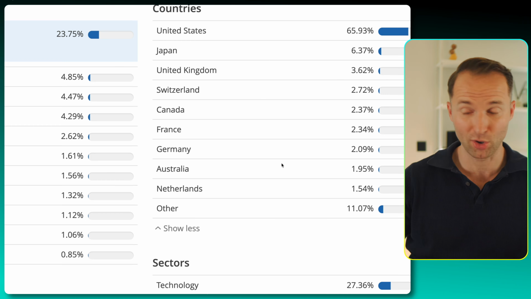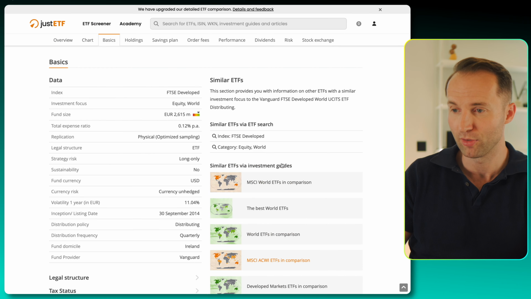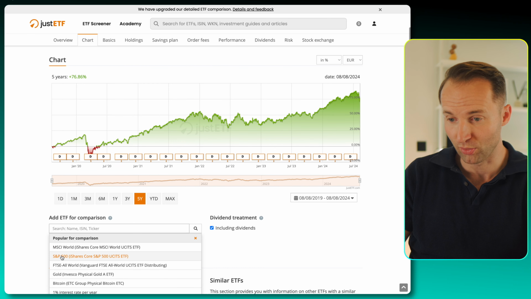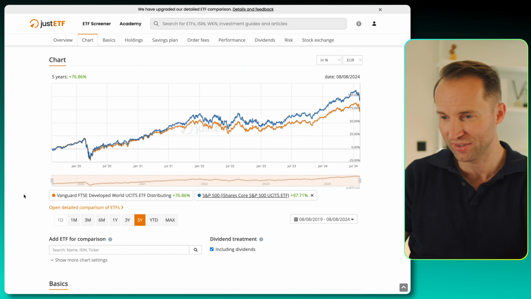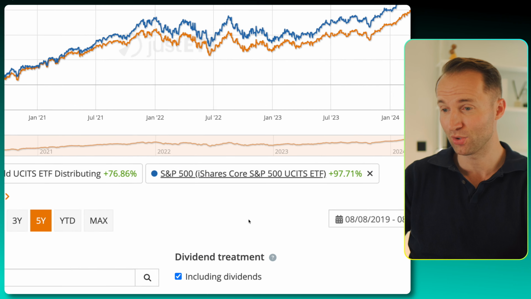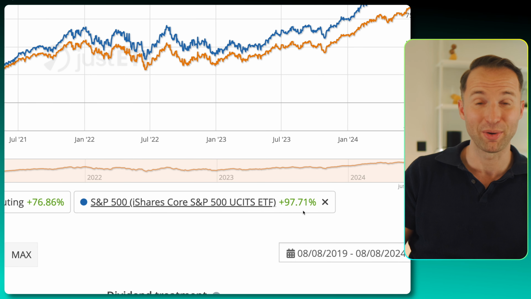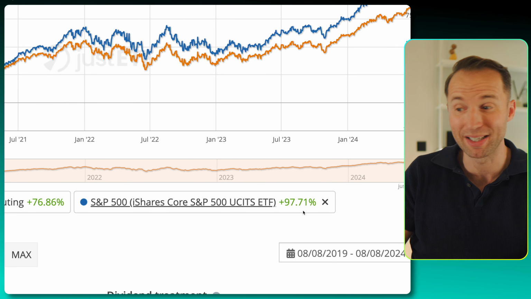So it's good to have a bit more global diversification if that's important for you. Now let's see how that performed over the last 5 years compared to, of course, our beloved S&P 500. And we see right away, of course, the S&P performed very well with 97% growth over a 5-year period. So basically, you doubled your money in 5 years.